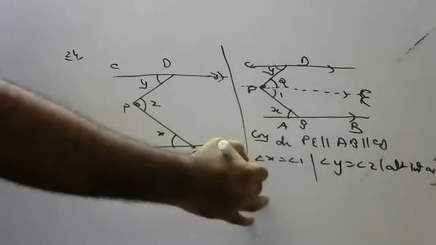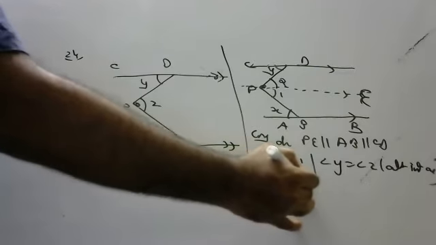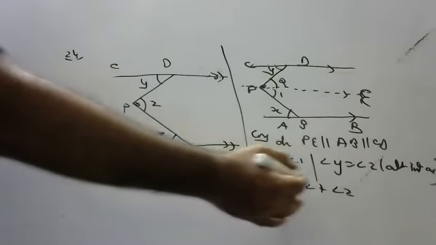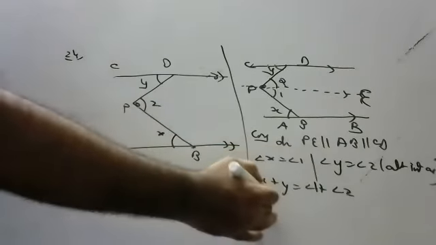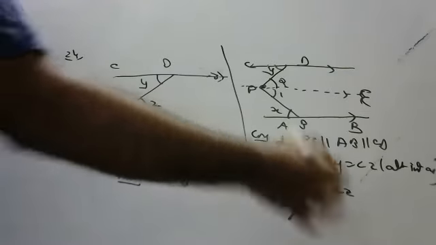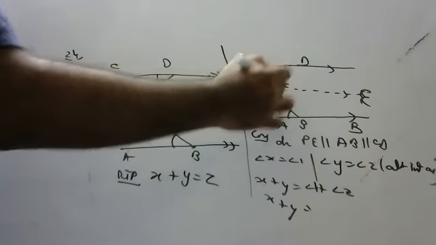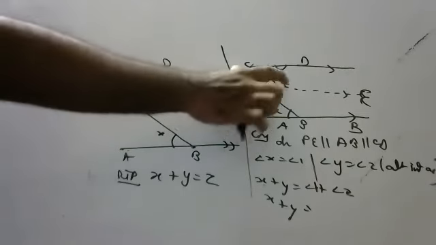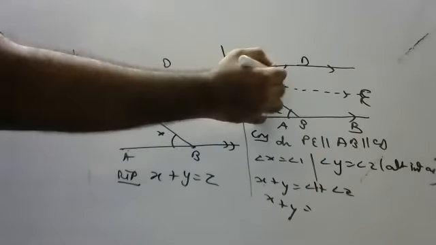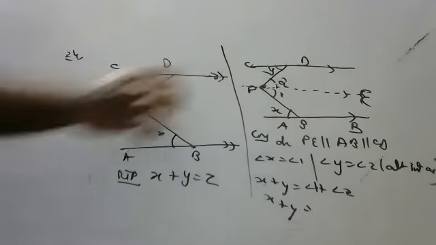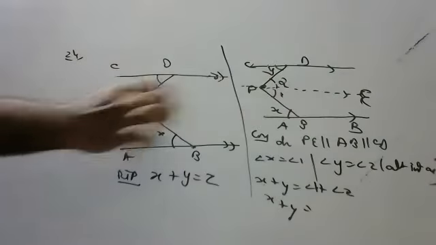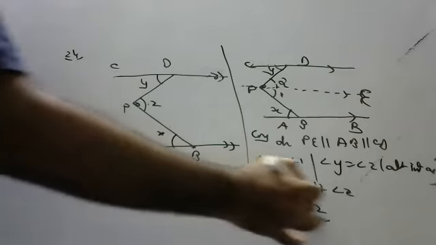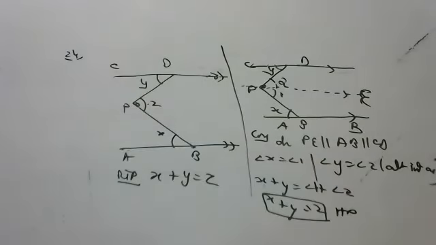Now, add both. x plus y is equal to angle 1 plus angle 2. What is 1 plus 2, children? Z. 1 plus 2 is Z. So x plus y is equal to Z, hence proved.